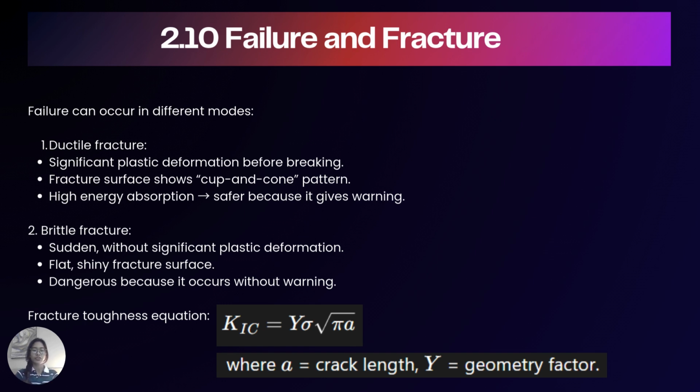And the second one is brittle fracture, which occurs suddenly with little or no plastic deformation. The fracture surface is flat and shiny, often perpendicular to the applied stress. This type of failure is dangerous because it happens without warning and with very little absorbed energy.